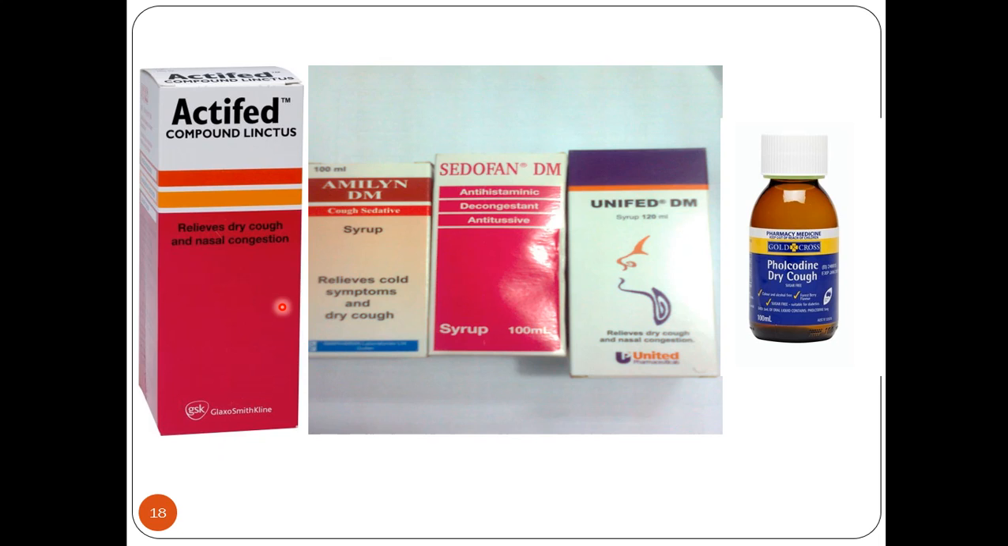And you know that the action of opioids, especially at the neuro receptors, produces euphoria, and this is the reason why they are abused, due to their euphoric effect. We have Ameline DM, an Amipharma product, and Cedovan DM, which contain dextromethorphan, the antitussive. We also have Unifed DM, which contains dextromethorphan. This cough syrup is not available in our local market, while folcodine is for dry cough, an antitussive.